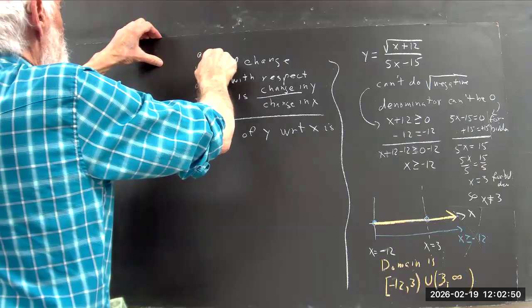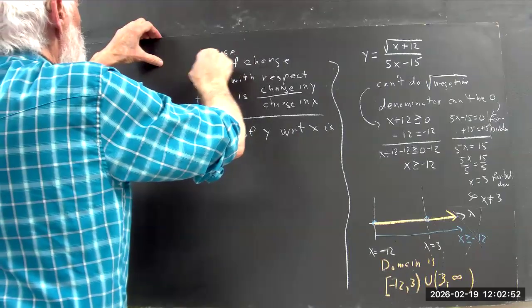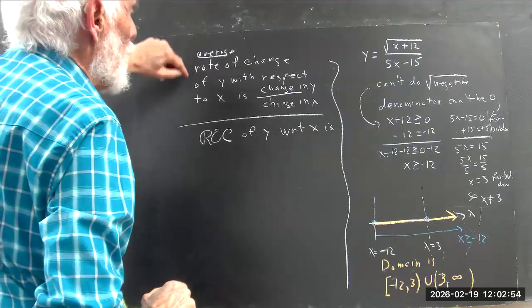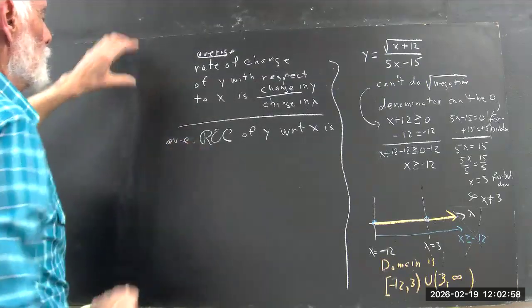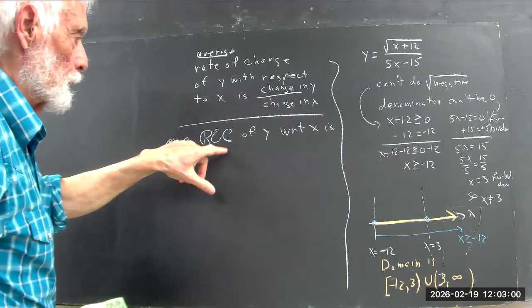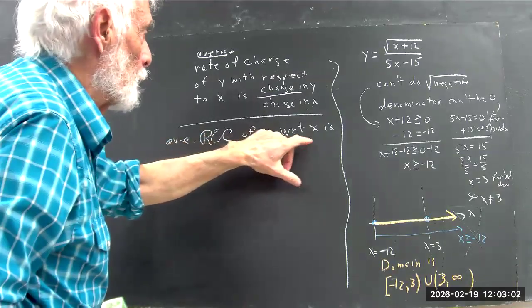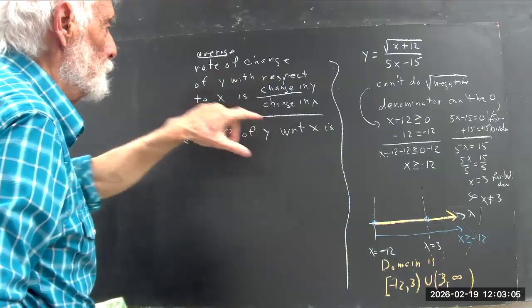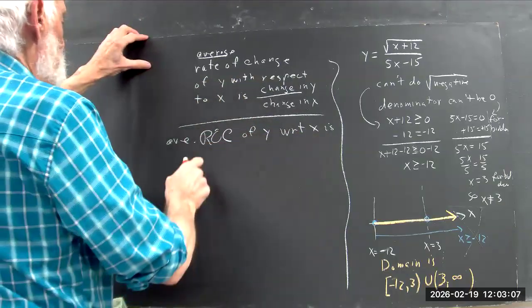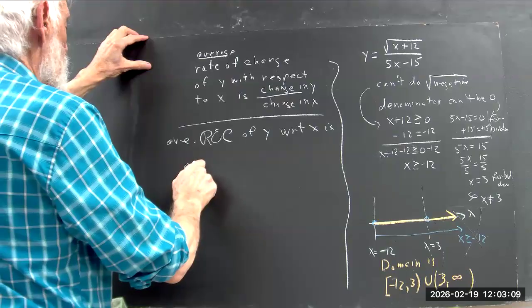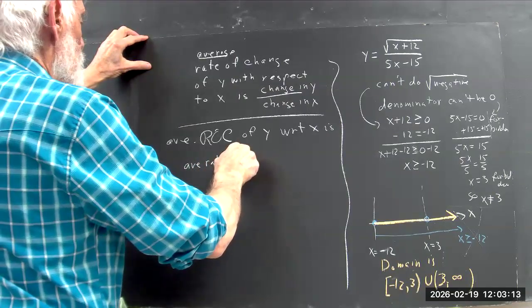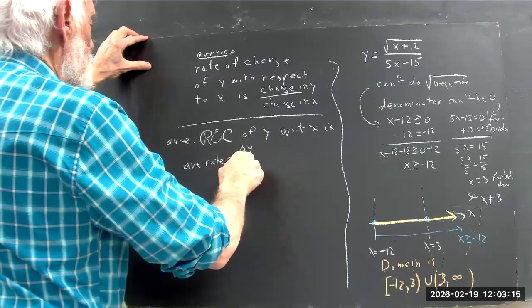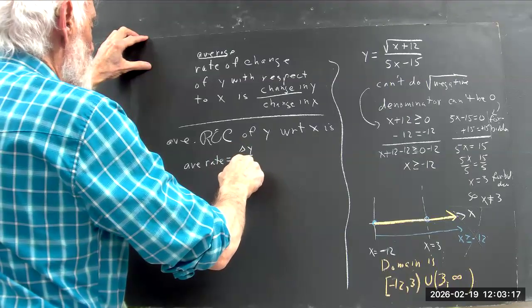now another thing is, this is the average rate of change. So I'll abbreviate that. AVE for average rate of change of y, WRT stands for with respect to x is, I'll write it like this, average rate equals change in y over change in x.